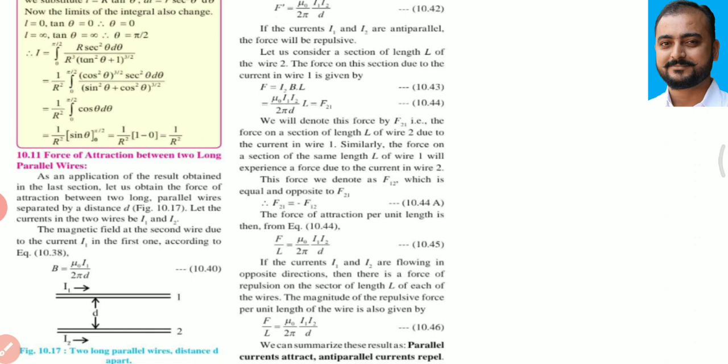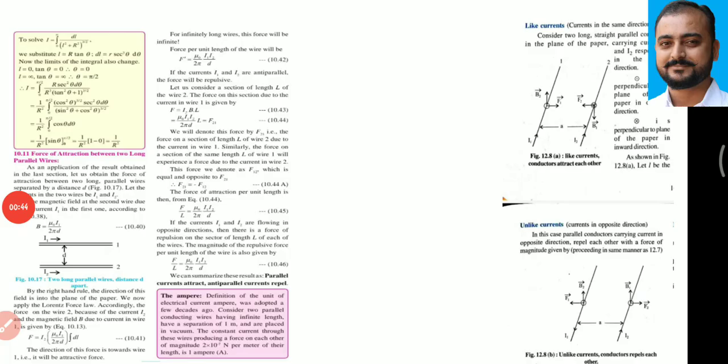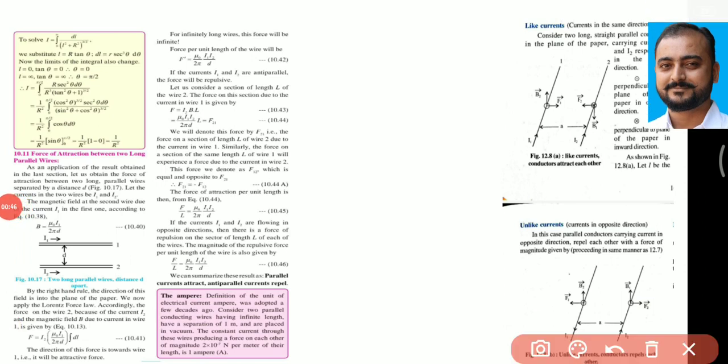Okay, so what we have to consider are two long parallel straight current carrying conductors. Understood? These conductors are simply like this. These are the two long straight parallel current carrying conductors. The first case that we are going to study here is where both are carrying a current in the same direction.